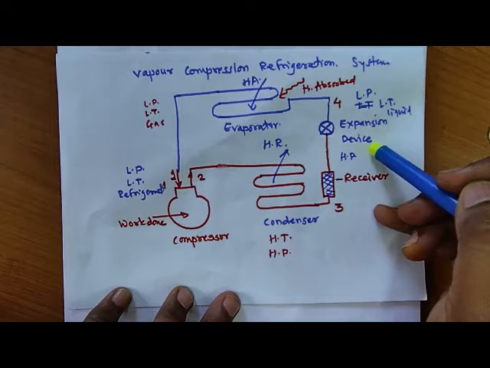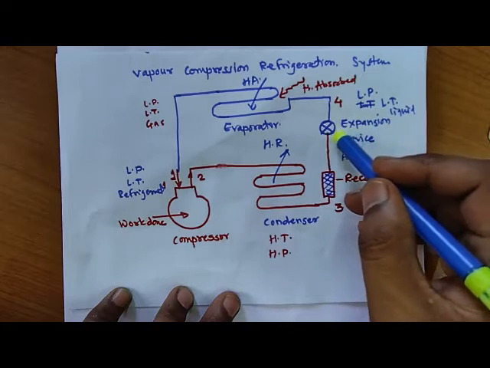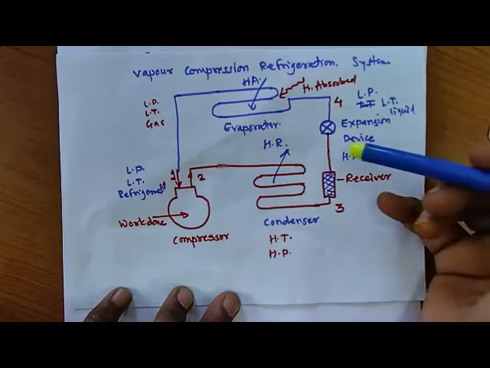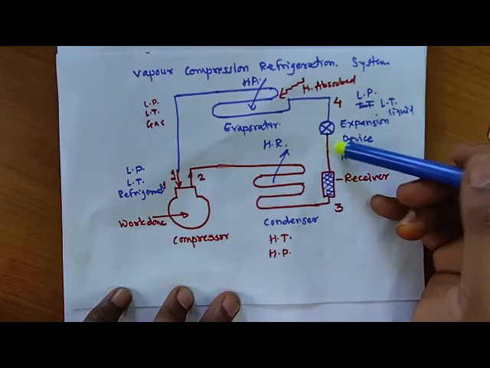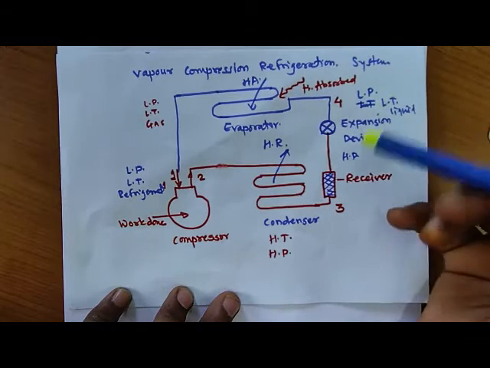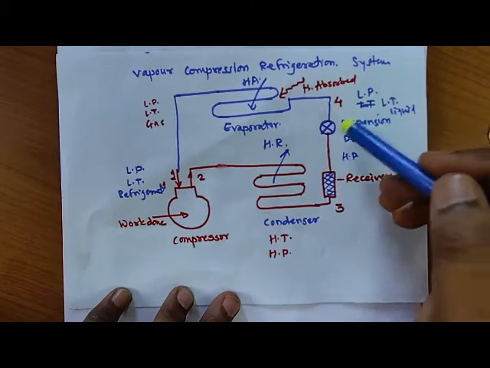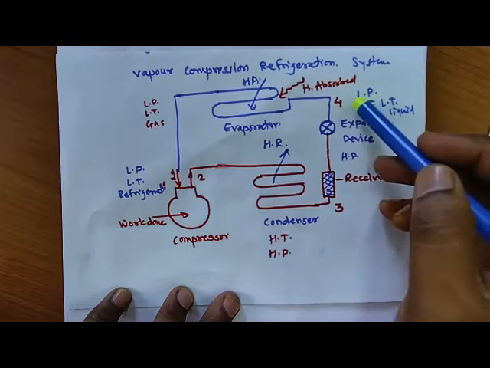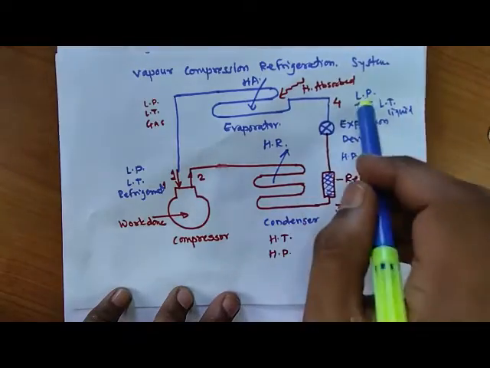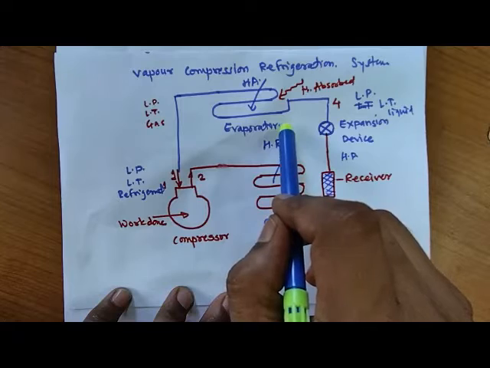This is just a valve. In the expansion device, the throttling process is carried out. In that, the high pressure liquid refrigerant is converted into low pressure liquid refrigerant. If pressure is reduced, obviously the temperature of that refrigerant is also reduced. So at the outlet of the expansion device, we have low pressure and low temperature liquid refrigerant. That we supply to the next component, the evaporator.